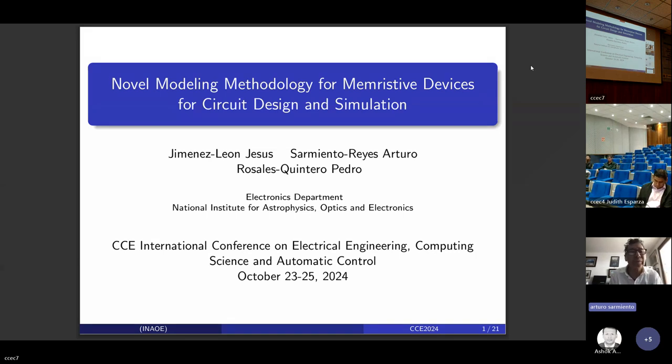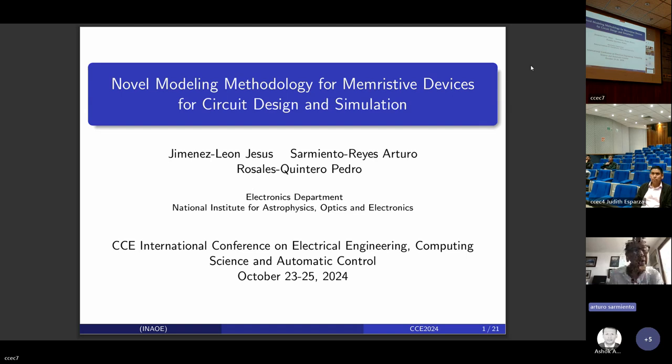I will start with an introduction. Then I go to the compact modeling methodology for these devices, the so-called memristors or memristive memories. And then we apply the methodology to classical memristive models. Finally, some results, and this is a typo. And finally, we go to the conclusions.